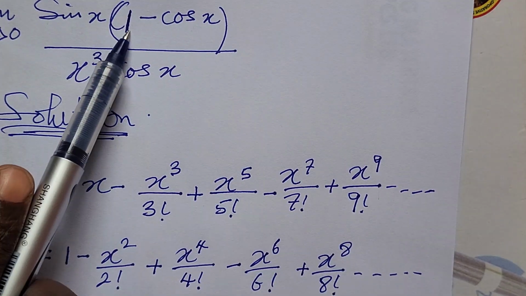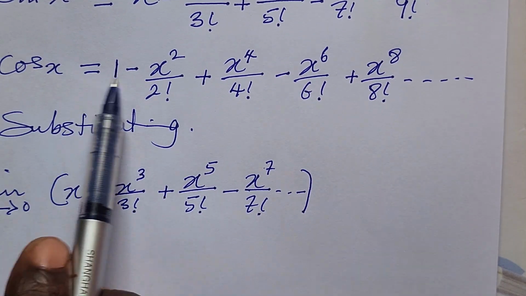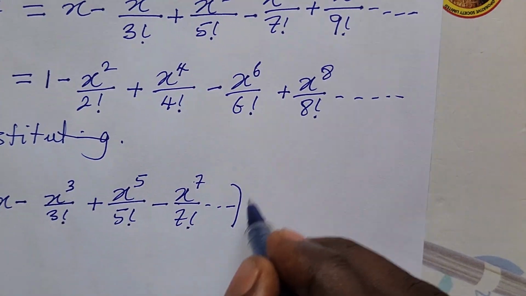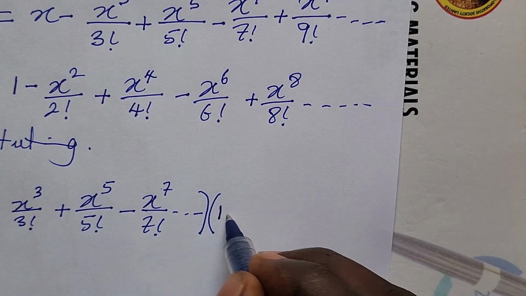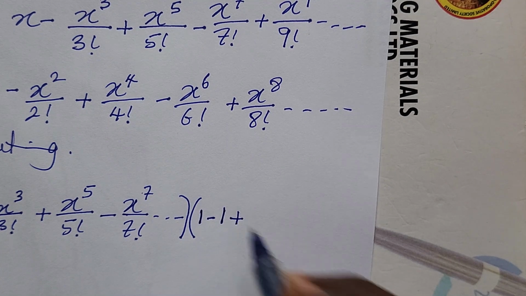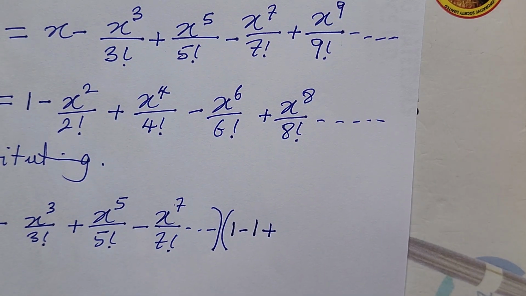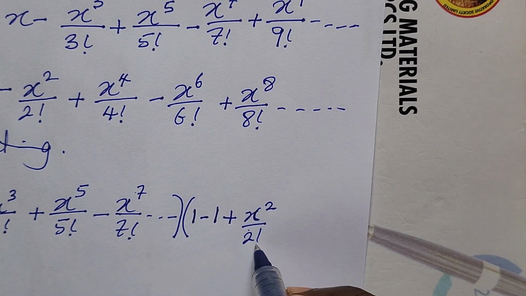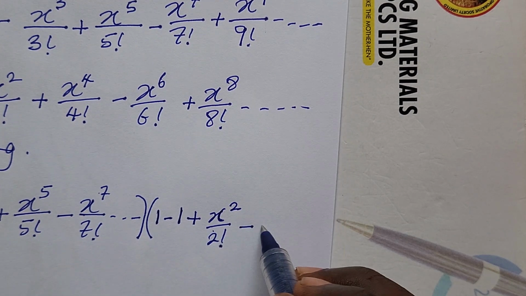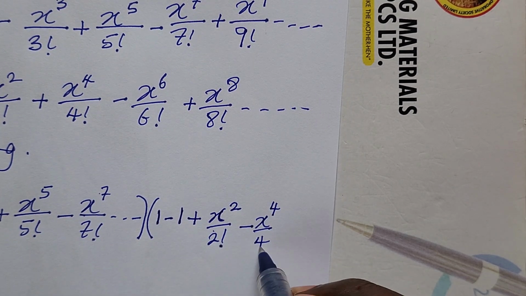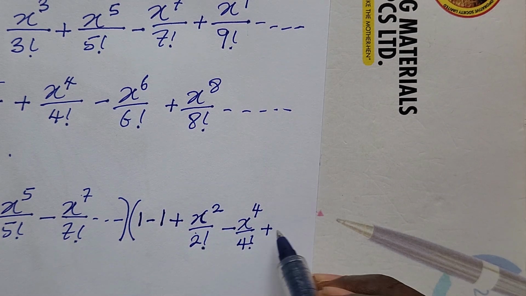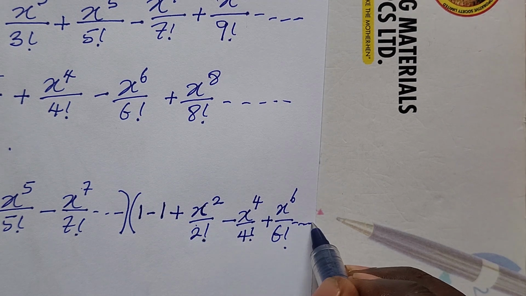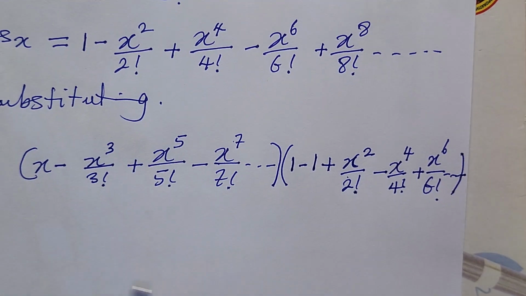Then here we have 1 already, and our cos starts with 1 minus. So if we put this into our expression, we're going to have the bracket 1 minus 1, then plus, here it turns to plus automatically, right? So plus x to the power of 2 over 2 factorial, then minus x to the power of 4 over 4 factorial, then plus x to the power of 6 over 6 factorial, and so on, and close the bracket here.